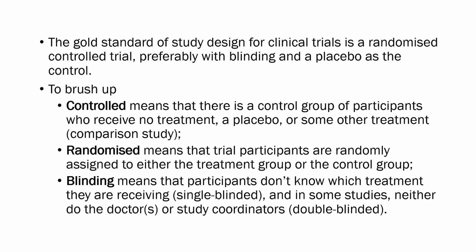Randomized means that trial participants are randomly assigned to either the treatment group or the control group, right? So that's important, irrespective of their demographics or what they are. Blinding means that participants don't know which treatment they're receiving. This is single blinded, right? In some studies, neither the doctor nor the study coordinators know, so that is double blinded. That is to make sure that there is no bias, right? So somebody has to know, that would be the principal investigator. That may involve a set of doctors and patients, right?